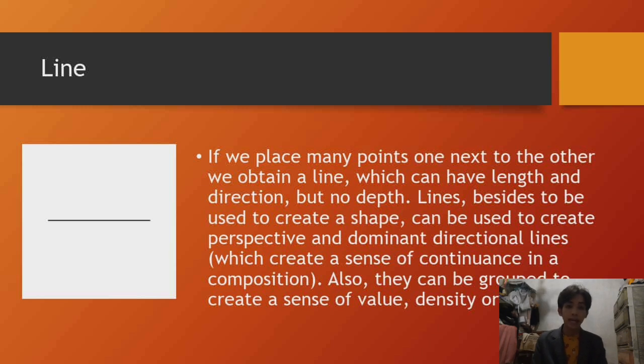So when we say lines, if we place many points one next to the other, we obtain a line which can have length and direction but no depth. Lines, besides being used to create a shape, can be used to create perspective and dominant directional lines, which create a sense of continuance in a composition. Also, they can be grouped to create a sense of value, density, or texture. So here, the first element is the point. So the point is pinpointed. It is very helpful in order for you to make a shape and also a line.